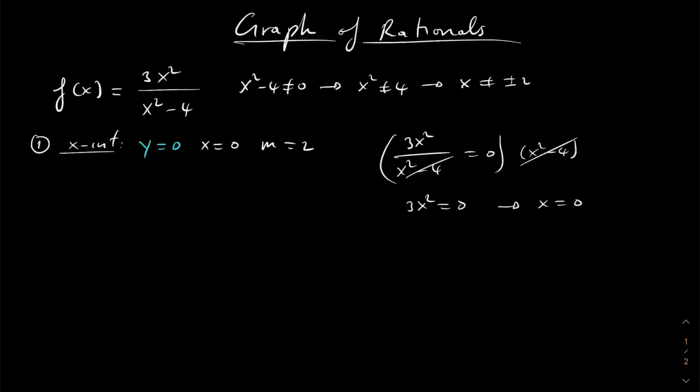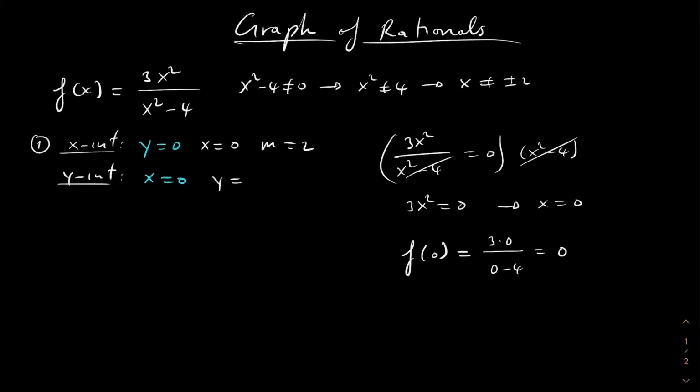Next, I'm going to go ahead and find my y-intercept. That's going to be where the graph meets the y-axis. So I'm going to set my x equal to 0 here. If I find f of 0, that's going to give me 3 times 0 squared, that's 0, divided by 0 squared minus 4, that's negative 4, and that's equal to 0.